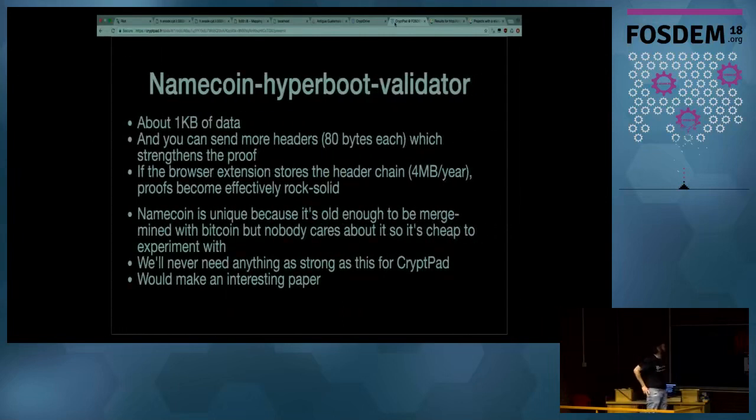And if you send more Bitcoin headers, so you can send that path, and then you can send a bunch, like 10 more Bitcoin headers, and they're 80 bytes each. They're basically free, and that makes the strength of that proof like 10 times more powerful. It takes 10 times more electricity to fake that. And if we had a browser extension that just stored the header chain, which is 4 megabytes per year, then the proofs become basically rock solid. You can't break that. So again, Namecoin is interesting because it's merge mined with Bitcoin, because it's old, because they kind of got in early, and nobody cares about it, so it's cheap to experiment with.